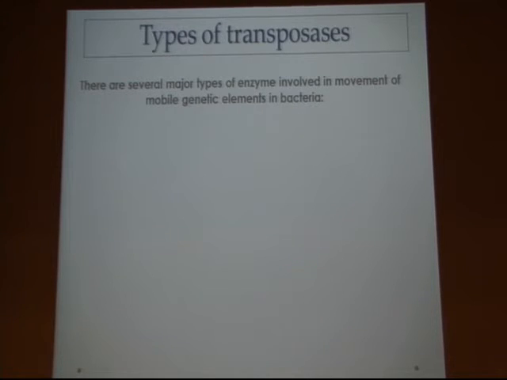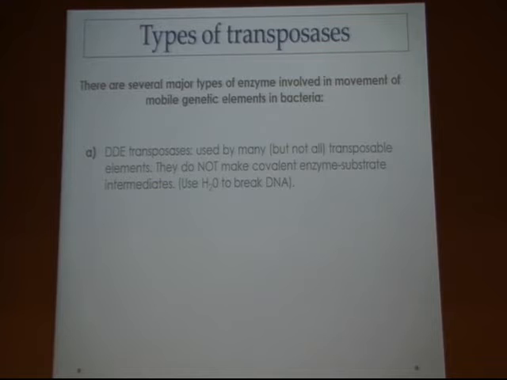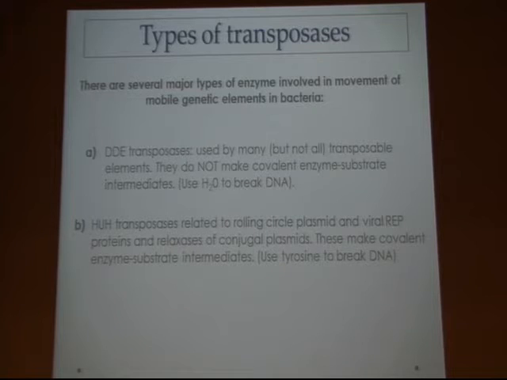Well, talking about the transposase, we have three major types of transposases. I don't know if I can say that, but most of the transposases found in bacterial genomes are the DDE transposase. Almost all transposable elements have this kind of transposase. The most important fact is that they do not make covalent enzyme-substrate intermediates, okay, and use water to break the DNA. We have the HUH transposase, related to rolling-circle plasmids and viral Rep proteins.